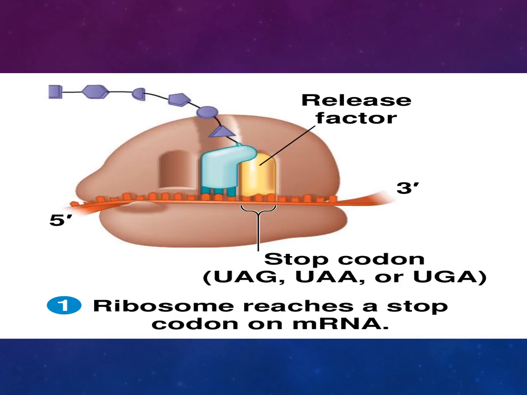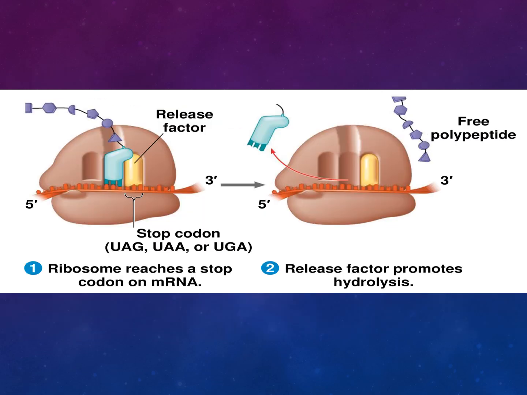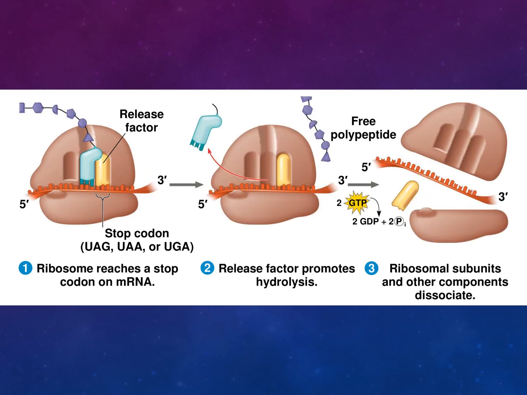So here's a bit more detail. The ribosome reaches a stop codon on the mRNA, so it's UAG, UAA, or UGA. The release factor promotes hydrolysis. Ribosomal subunits and other components dissociate.